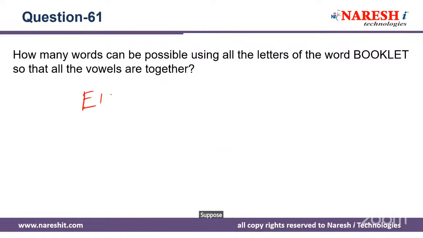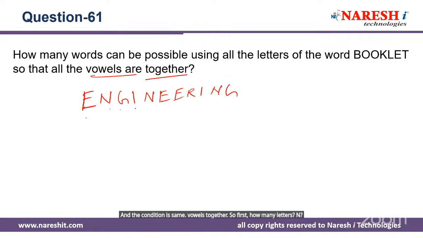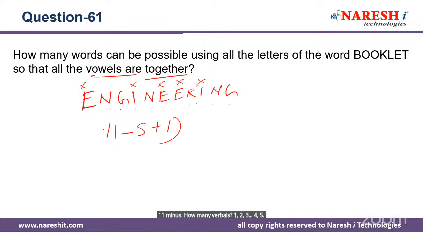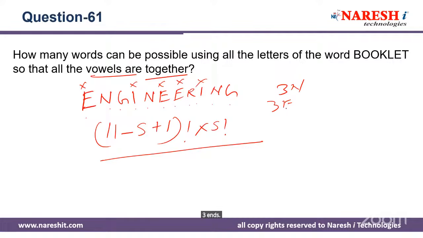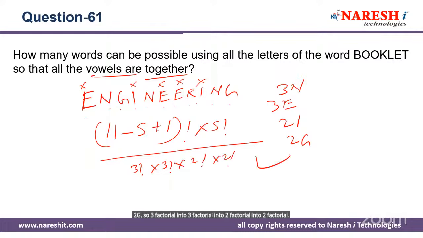Suppose the word is engineering and the condition is the same, vowels together. So first, how many letters, N? 1, 2, 3, 4, 5, 6, 7, 8, 9, 10, 11. 11 minus, how many vowels? 1, 2, 3, 4, 5, plus 1 factorial into 5 factorial. Repetition: 3 N's, 3 E's, 2 I's, 2 G's. So 3 factorial into 3 factorial into 2 factorial into 2 factorial. This will become the answer.